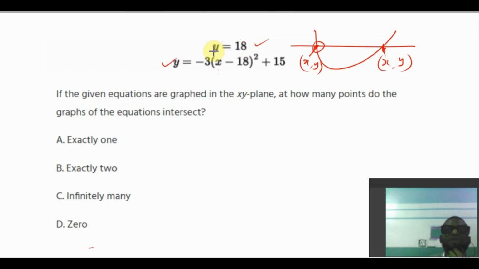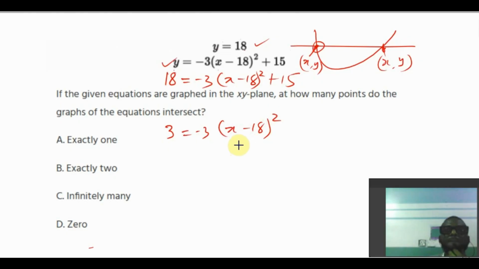Now y equals 18, so 18 equals minus 3(x minus 18) squared plus 15. If I bring 15 over here, 18 minus 15 gives me 3, equals minus 3(x minus 18) all squared. If I divide both sides by minus 3, I will have minus 1 equals (x minus 18) all squared.